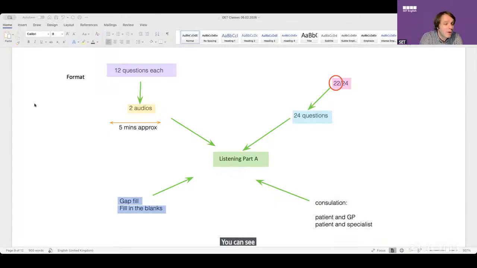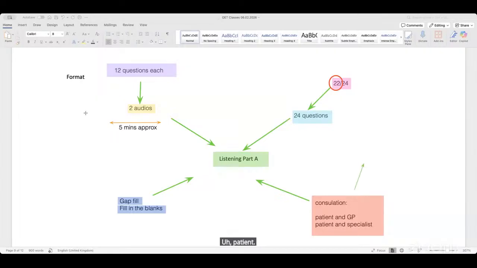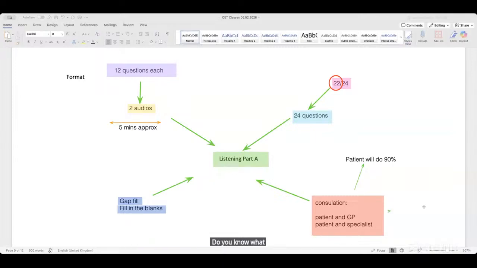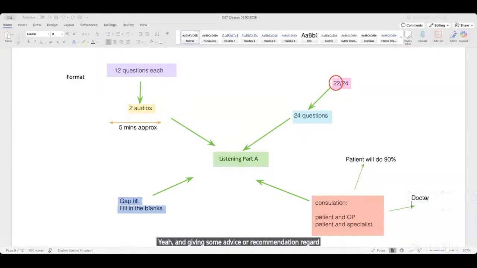You can see at the start though, guys, when you read the test, it will tell you the situation. You're listening to a dialogue between two people. Who's going to do the most amount of talking, the doctor or the patient? Patient, a lot more, right? The patient will do maybe 90% of the speaking. But what does the doctor do? Usually the doctor is asking questions regarding the patient's symptoms or problems, and giving some advice or recommendation regarding lab tests.